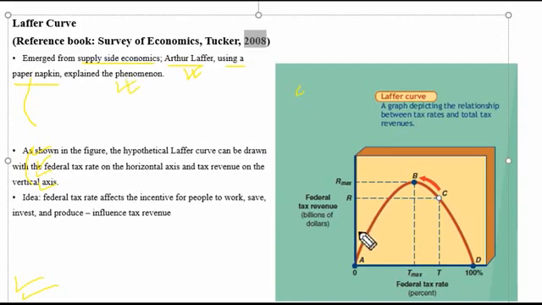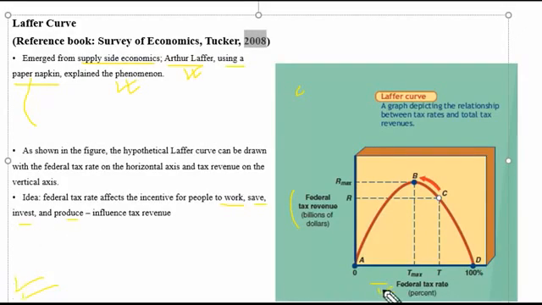So we see that in this figure, the hypothetical Laffer curve is drawn with the federal tax rate on the horizontal line, and the federal tax revenue on the vertical line, right? And the idea is that the federal tax rate, which is on the horizontal line, affects the incentive for people to work, to save, invest, and produce.